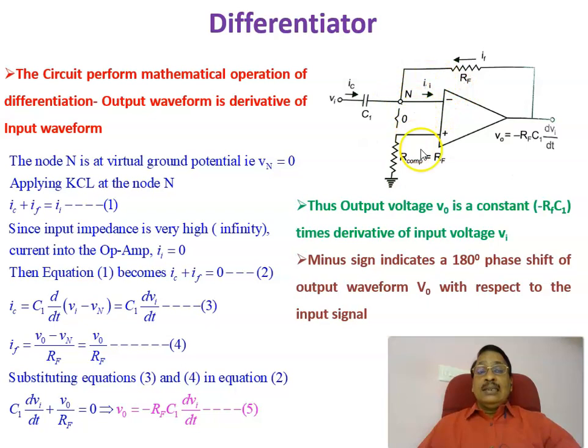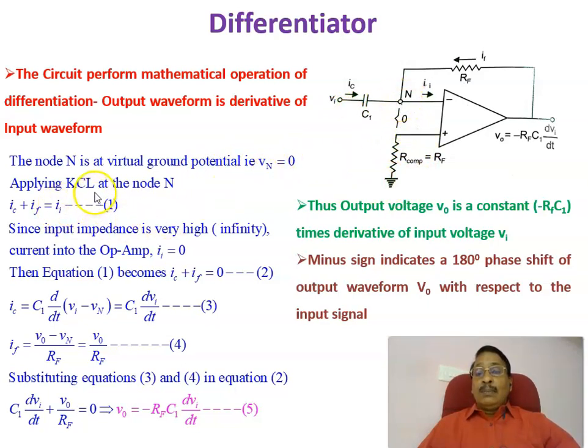Another point is that for an op-amp, the input impedance is very large, or we take it as infinity, so that this current is also equal to 0. So these 2 points we have to consider before deriving the equation. One point is that the voltage at this point is the same as the ground voltage. Second is that the input current Ia is equal to 0. The node N is at virtual ground, that is, Vn is equal to 0 volt.